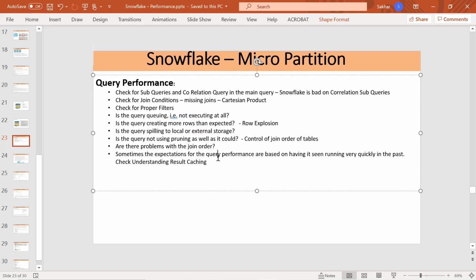Sometimes the expectations for query performance are based on having seen it run very quickly in the past. Check and understand result caching. Sometimes users complain, I was running this report and it was coming pretty fast, now it's taking a lot of time. Maybe on the weekend the virtual warehouse that he was using was suspended, and then on Monday he came and ran the report. Whenever he was running it every day, it was cached and coming pretty fast, but on Mondays, for the first time, it has to cache it again, so it might take some time. So you have to look at the caching part and all this stuff. There is no hard and fast rule why the query was running pretty well previously and now it's taking a lot of time. Then you have to go investigate.